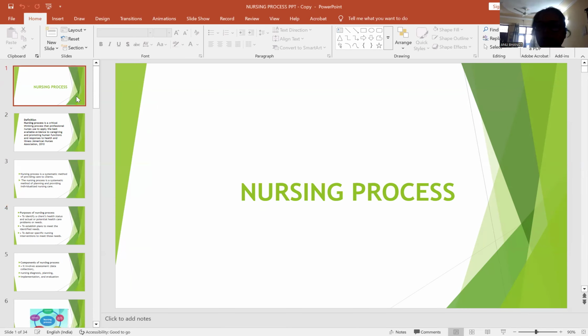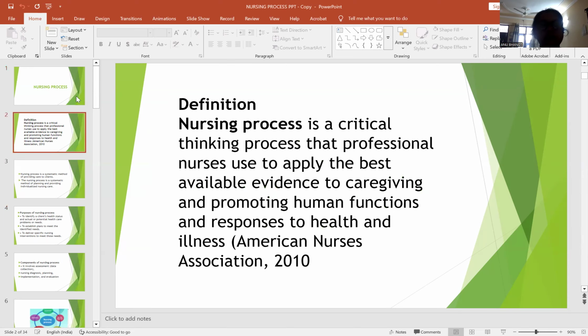Good morning. Today we will discuss the nursing process. That is a very important topic in the fundamentals of nursing. The nursing process is a critical clinical process that professional nurses use to apply the best available evidence to caregiving and promoting human function and response to health and illness.